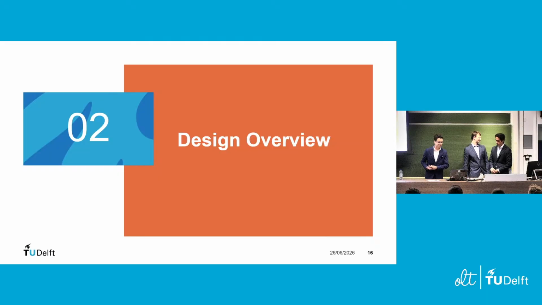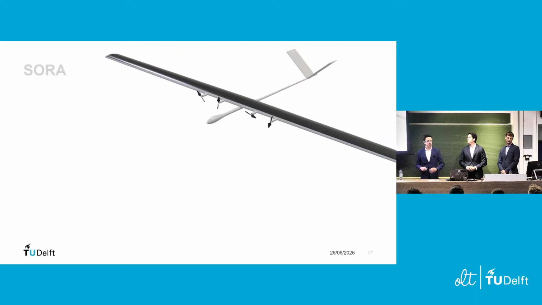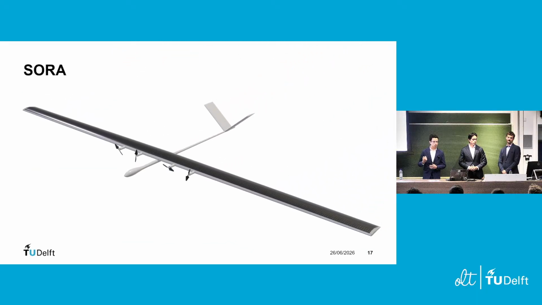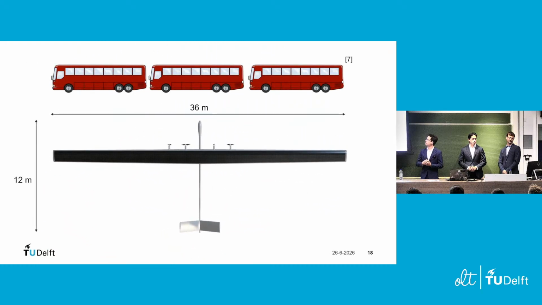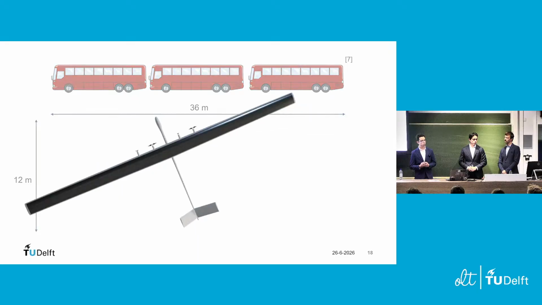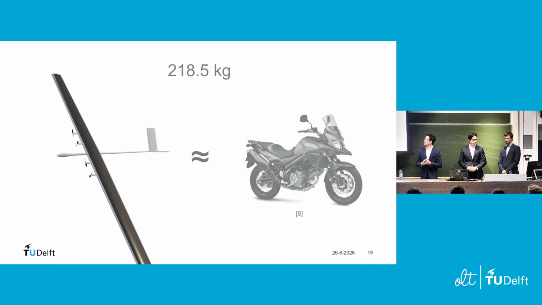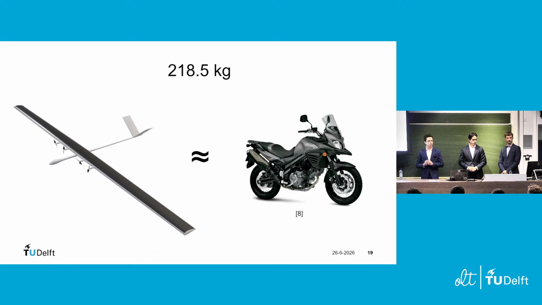Thank you, Davide. So now that you got to know the motivation behind this project, I would like to present to you our final product and tell you more about it. SORA will have a 36-meter wingspan, which is roughly the same length as 3 buses stacked end-to-end. Its fuselage length will be 12 meters, and it will weigh 218.5 kilos, which is roughly the same weight as a motorcycle like the one that you can see there in the picture. Now let's move on to the actual parts that made this design come to life.